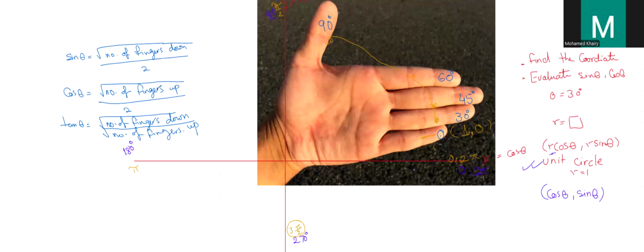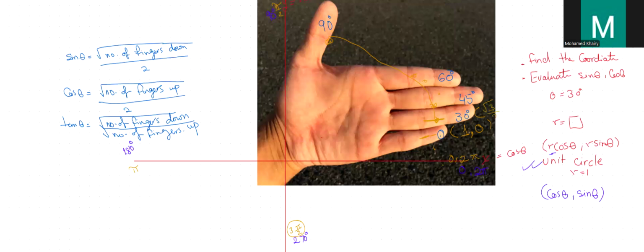Let's move on to 30, for example. 30 here, what do I have? I have cosine and sine, okay? So cosine 30, number of fingers up. Count with me, this is 30, count, 1, 2, 3. So here it's radical 3 over 2.